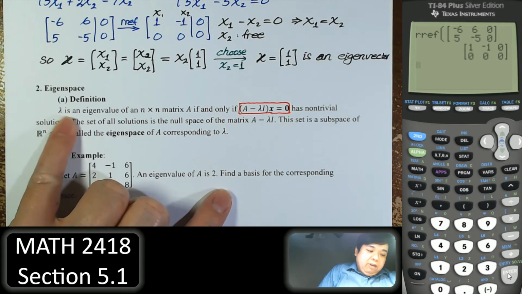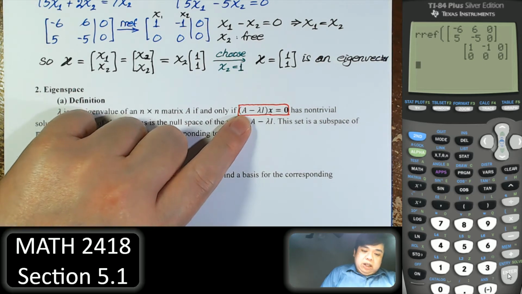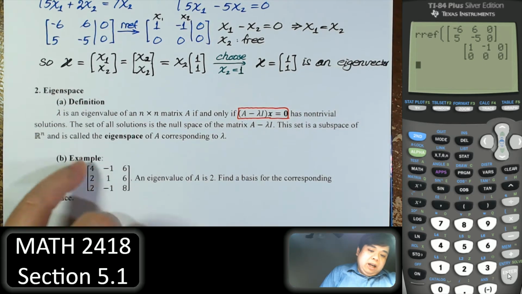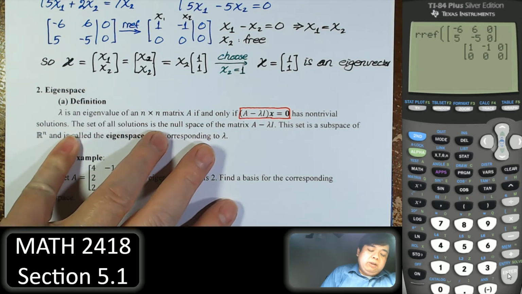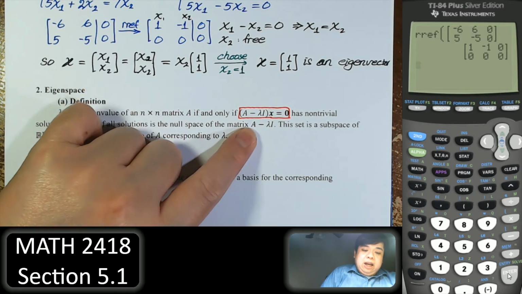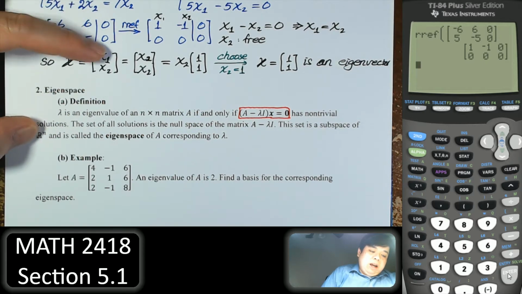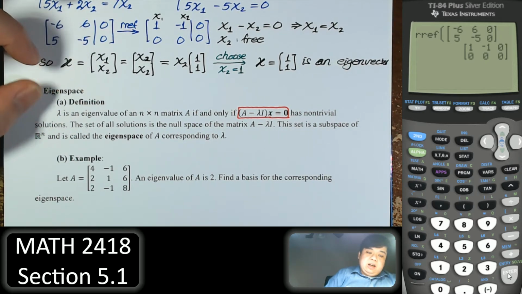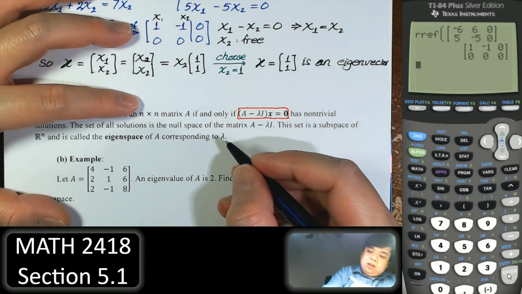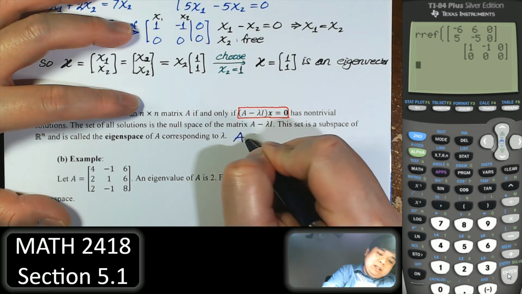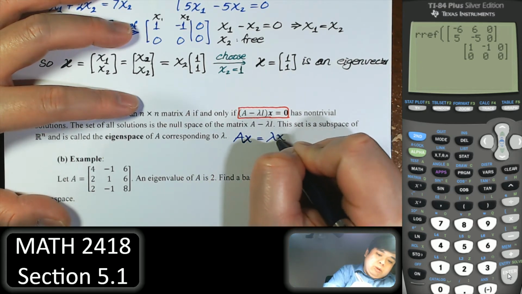Now, lambda is an eigenvalue if and only if that equation equal to the 0 vector has a non-trivial solution. The set of all solutions here is the null space of A minus lambda I. It is a subspace of Rn and is called the eigenspace of A corresponding to lambda. Right. So let's first start with the definition. The definition is Ax equal to lambda x.